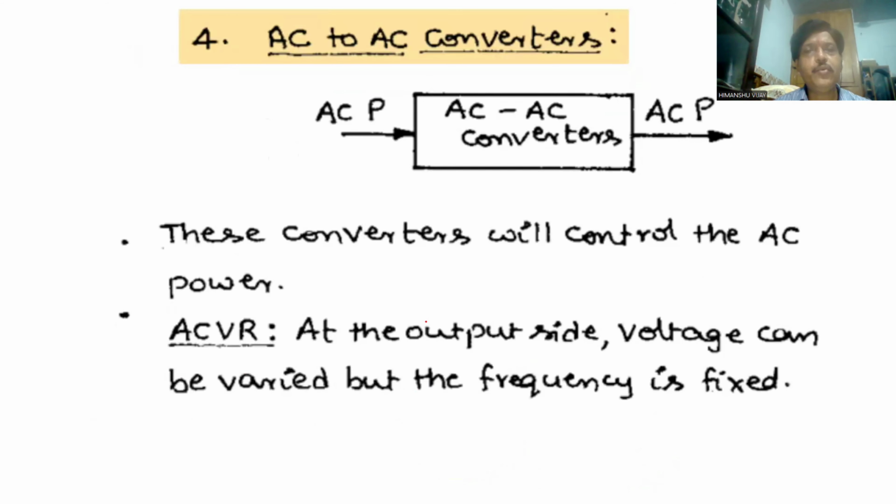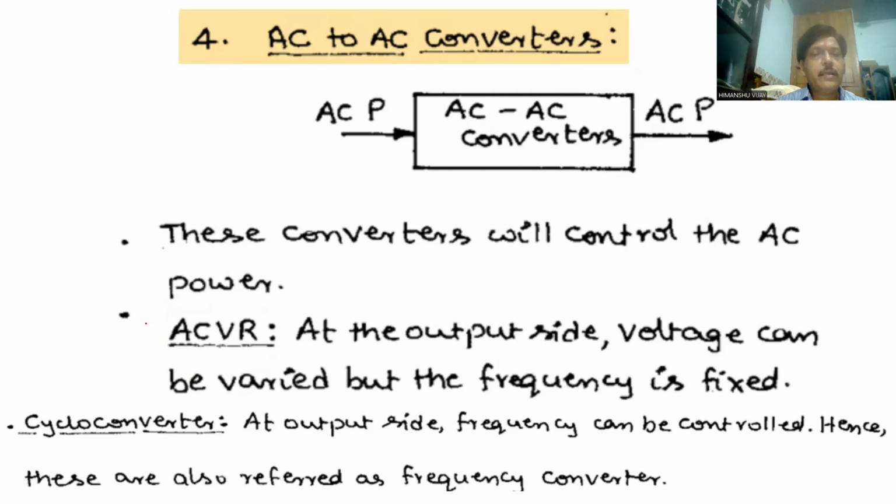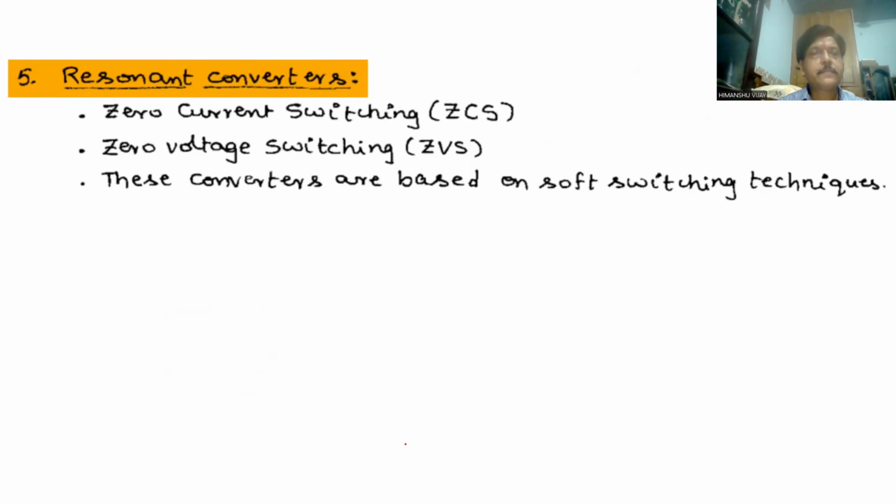Fourth one is the AC to AC converter. Generally, these are known as AC voltage regulators, ACVR. These convert AC power into AC power. At the output side, voltage can be varied, but the frequency is fixed in this case. In this category, we also have the cycloconverter. At the output side, the frequency can be controlled. Hence, these are also referred to as frequency converters.